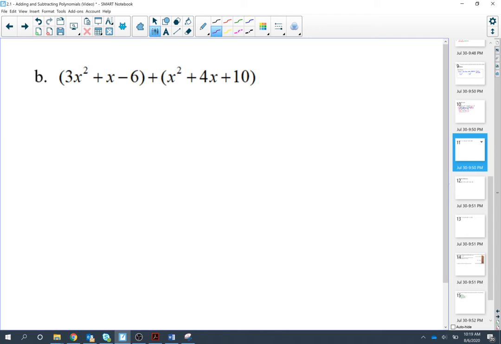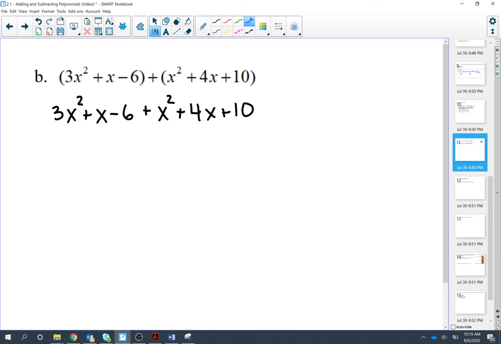Letter B. Okay, also addition. Again, the first thing I'm looking at is, are the parentheses really necessary? The answer to that is no. So I'm just going to drop the parentheses and write it as 3x squared plus x minus 6 plus x squared plus 4x plus 10. Parentheses aren't needed, get rid of them.